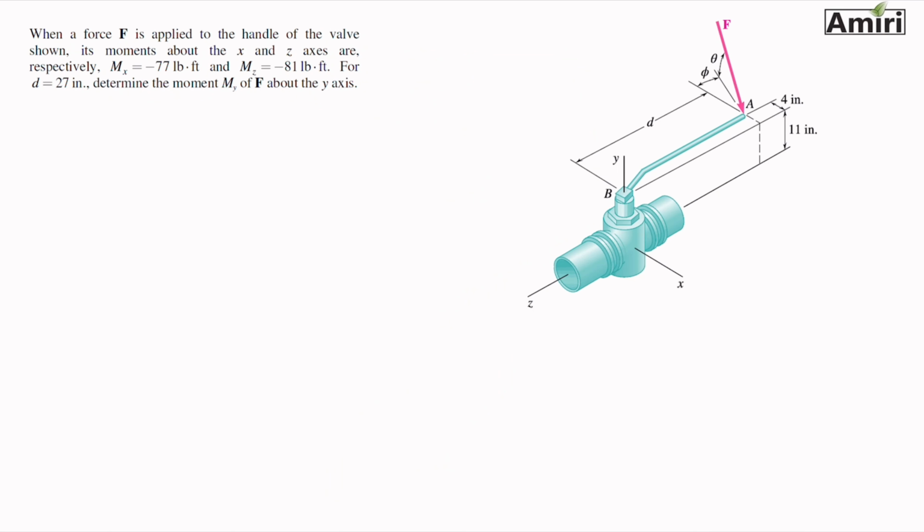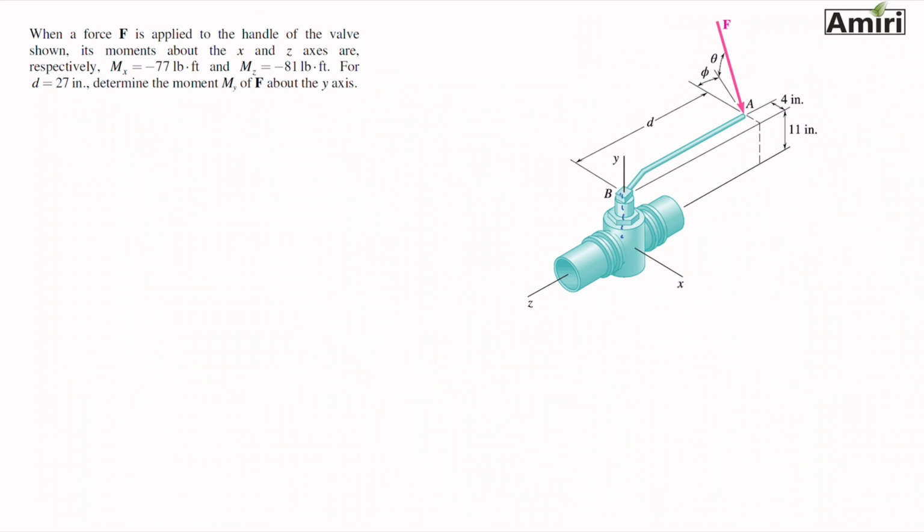So this problem might look like a moment about an axis. You've got to find the moment of this force about an axis. But we'll solve it a different way. We'll find a moment about a point and then find the components of that moment about a point. And I'll tell you what I mean.